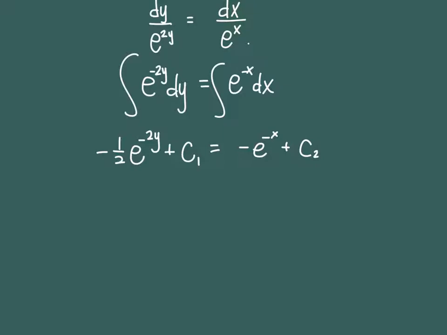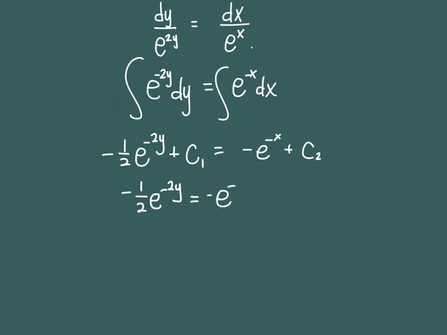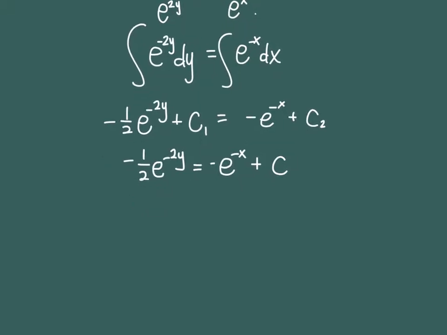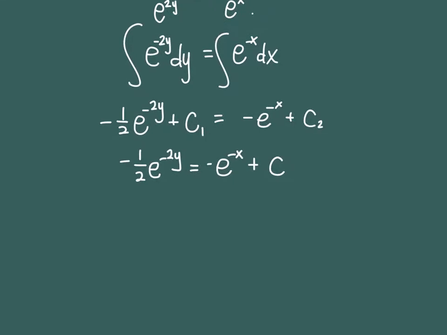Okay, so now we want to get y alone. So we separated, we integrated, and now we want to solve for y. So first of all, I'm going to combine my constants. So I'm going to have negative 1/2 e to the negative 2y equals negative e to the negative x, and then just plus an overall constant. So I'm going to do that first. And then I'm going to multiply everything by negative 2.